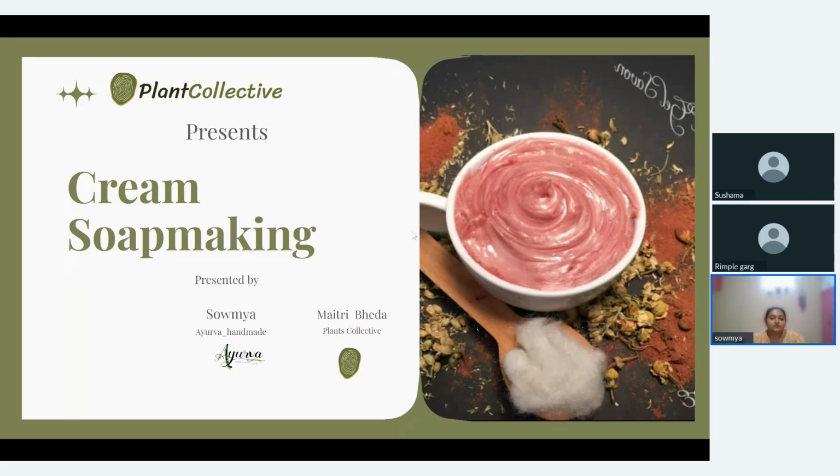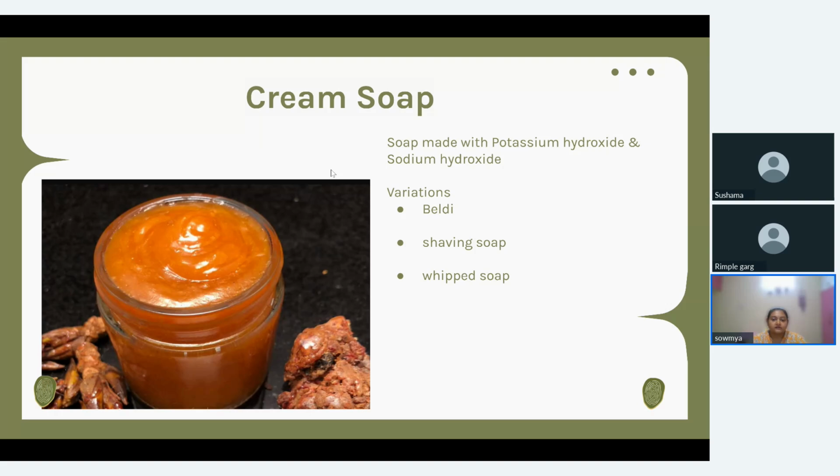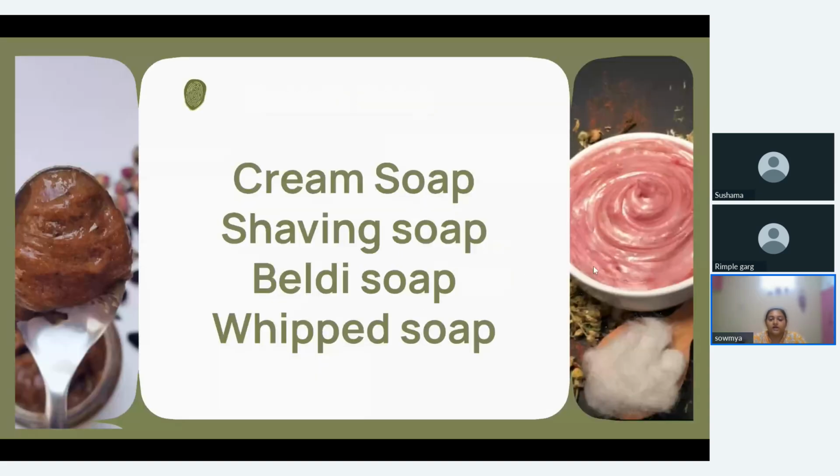Okay. So this is the final topic in our soap making journey. So it's called cream soap. So what is basically cream soap is nothing but the soap that is made from potassium hydroxide. Nowadays, people also use a dual lye soap and call it a cream soap only. And the variations of cream soap are belly soap, shaving soap, and whipped soap. Now we will see one by one what is each and everything.